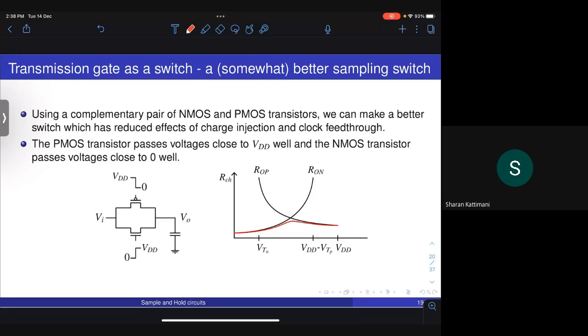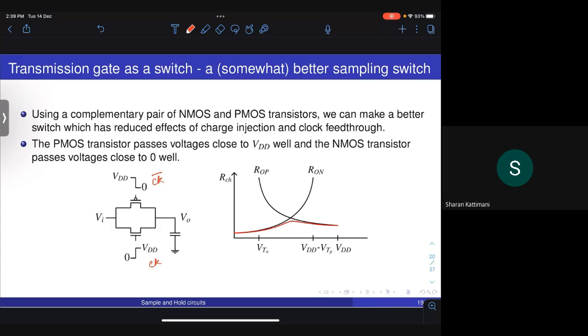So if you look at the setup here, essentially what you need is two complementary clocks. So if this is clock, you also need clock bar for the PMOS side, right? So when you want both of them to be on together, so that they compensate for each other's voltage ranges and essentially give you a full range from 0 to VDD to operate on.